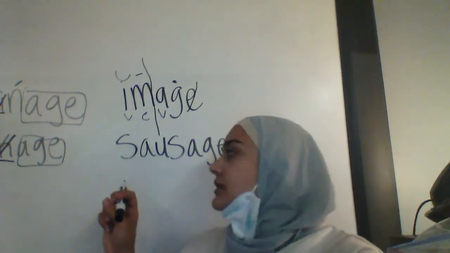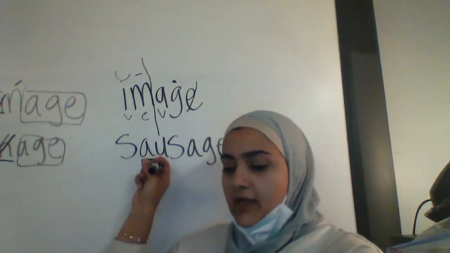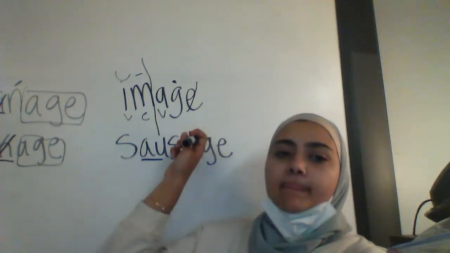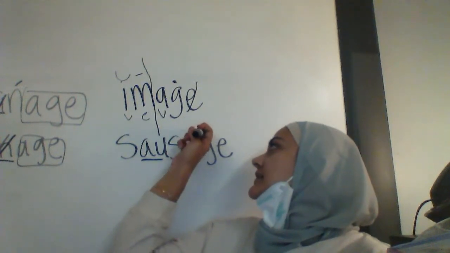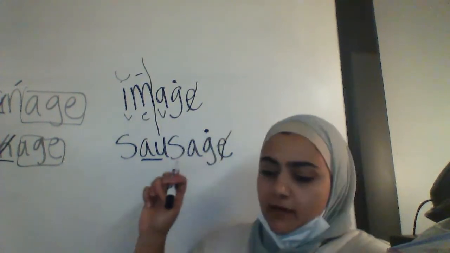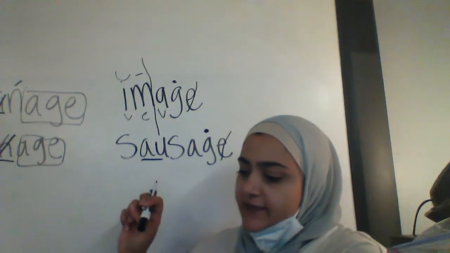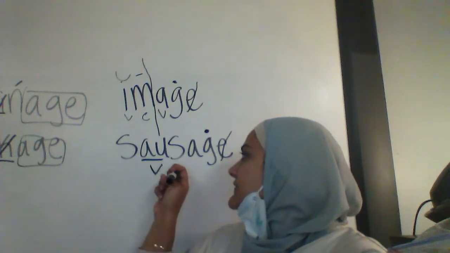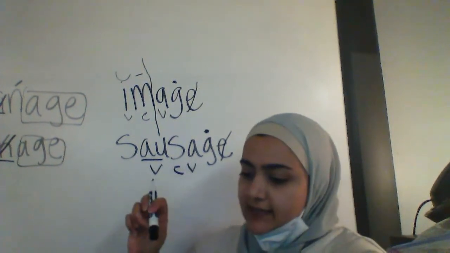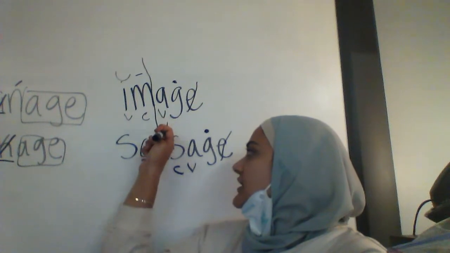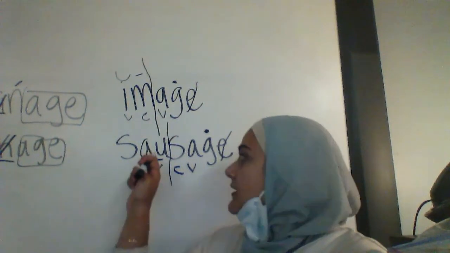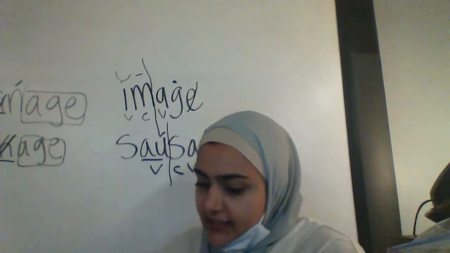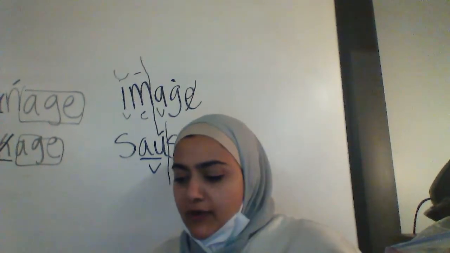What do I do with the AU class? Underline. What about the G? Dot. What about the A consonant E? I have crossed out. Very good. And where is the VCV in this one? This is a vowel digraph, C-V. Excellent job. The division line goes right there. And the accent, boom. What's the word? Sausage. Very good.